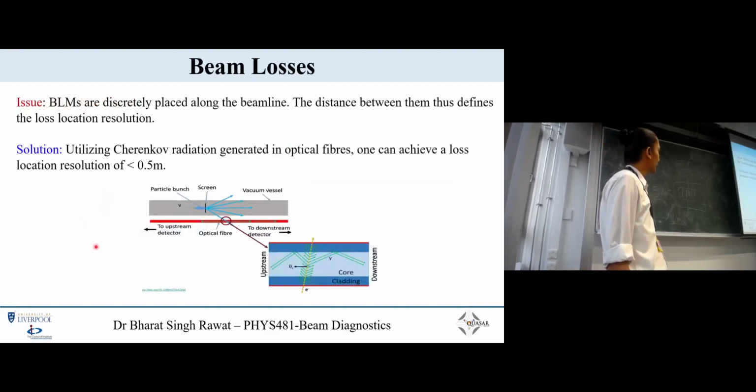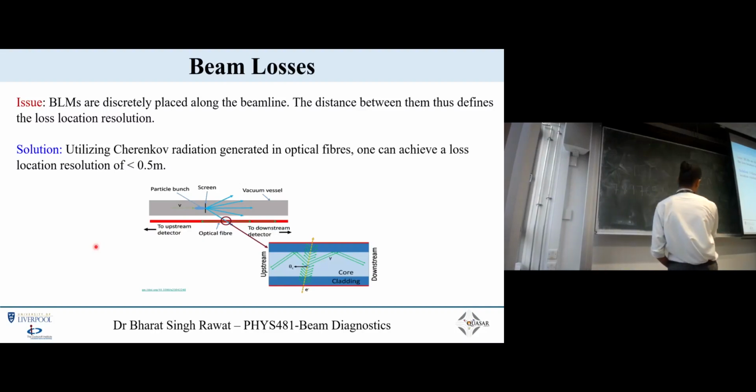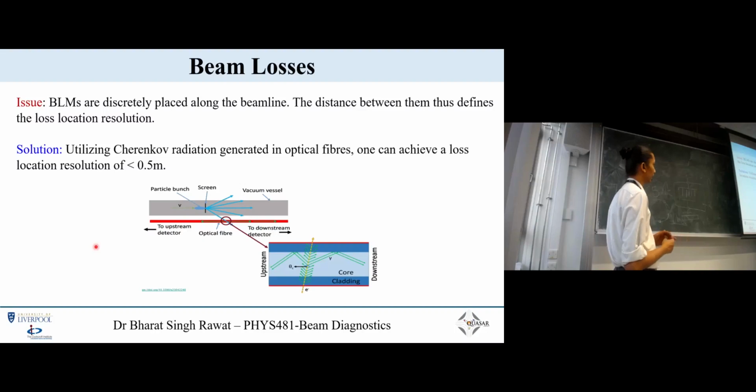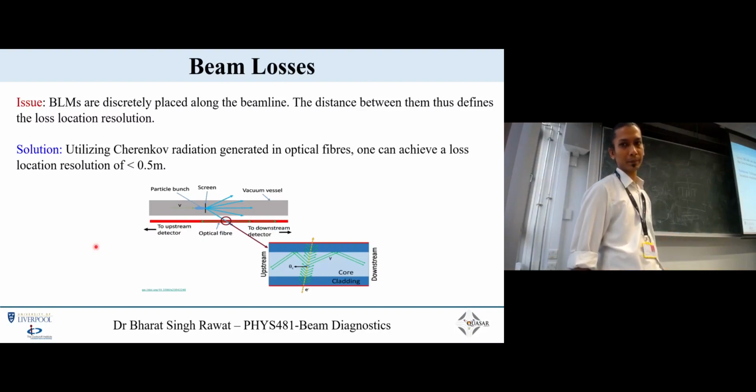Now, the problem with beam loss monitors is they are kept at specific intervals. You cannot keep a line of beam loss monitors because they are bulky, and it's practically infeasible to keep them along the entire length of your accelerator. Let's say your accelerator is 1 kilometer long, to make a 1 kilometer long beam loss monitor is a very expensive thing. So another kind of technique or solution to this issue is using Cherenkov radiation. Does anybody know Cherenkov radiation?